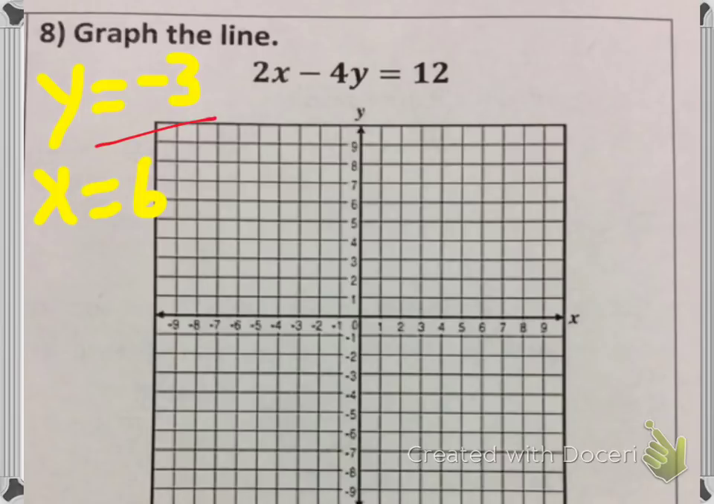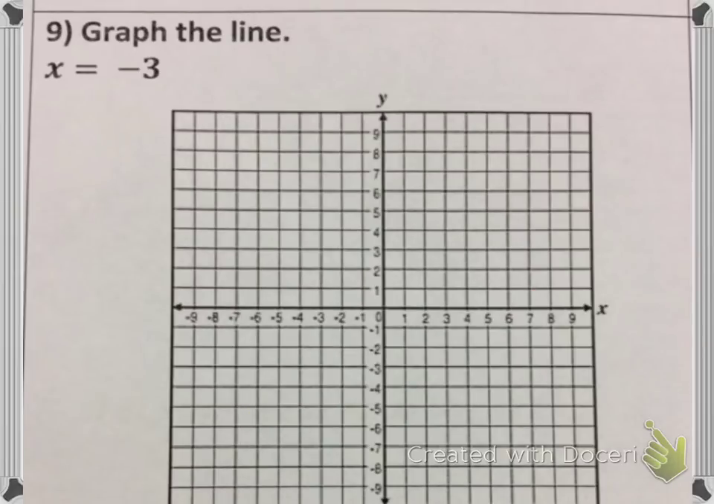But here, if my y is -3, then I go on the y-axis to -3, and I'll have a point right there. Here my x is 6, so I go on my x-axis to 6, and my point is there. And my line goes through those two ordered pairs. That's how we can graph a line when it's not in y equals mx plus b form.